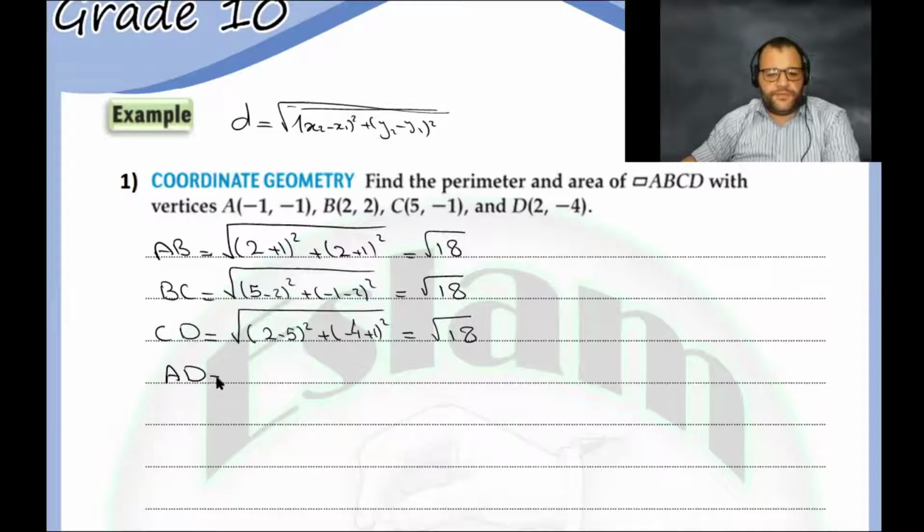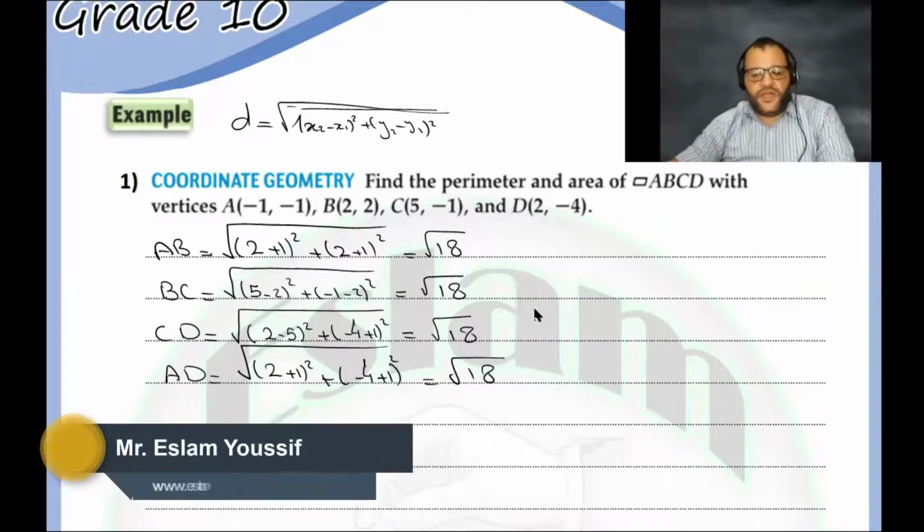AD: 2 minus -1, which is 3, and -4 minus -1, which is -3. So it will be root 18.